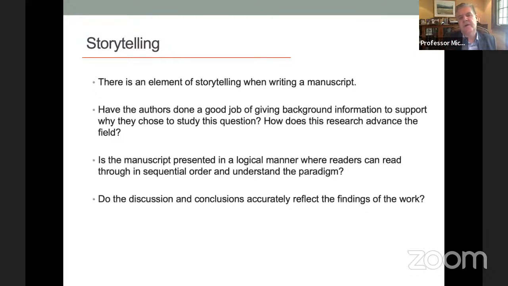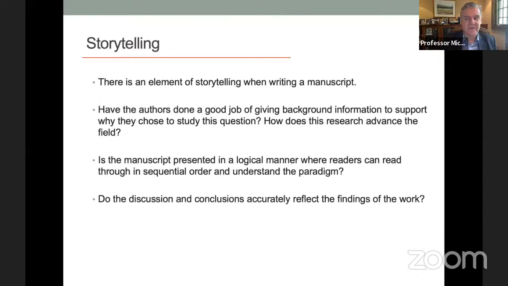And this is one of the critical elements in the introduction to the article. Is a manuscript presented in a logical manner where readers can read through in sequential order and understand the paradigm? It's important for the author to convey this to the reviewer, and for the reviewer to get this and to be able to reflect this logic in the review. Or if the article is difficult to follow, then that needs to be conveyed.